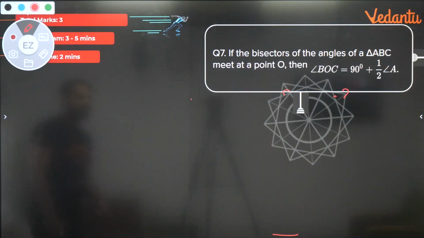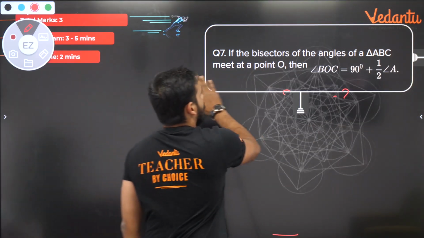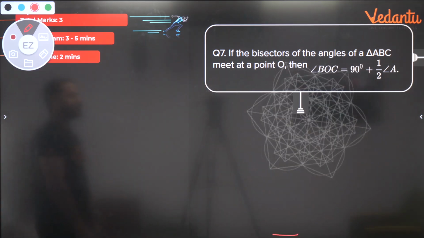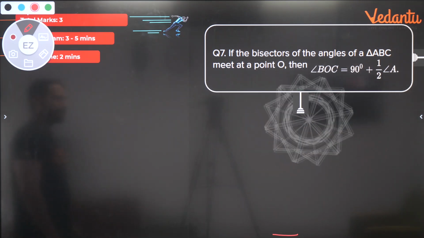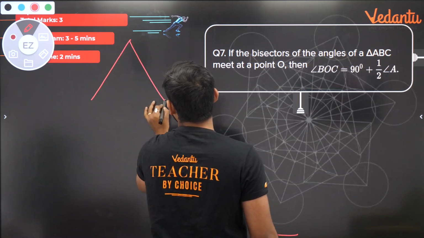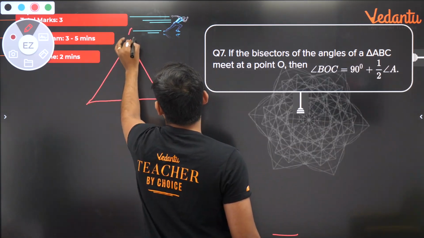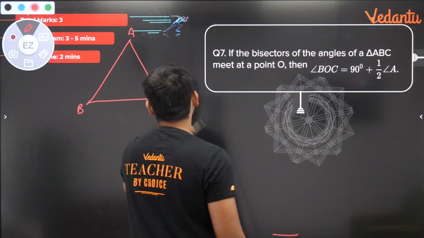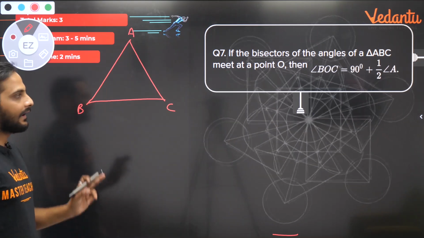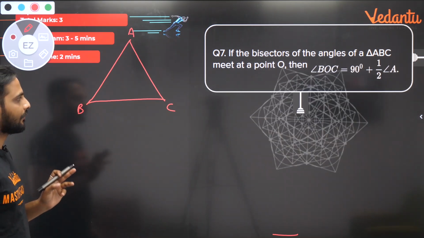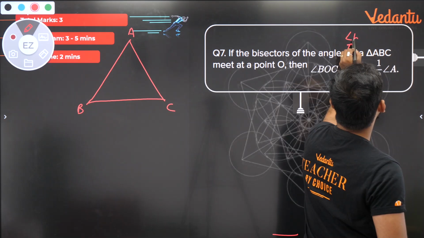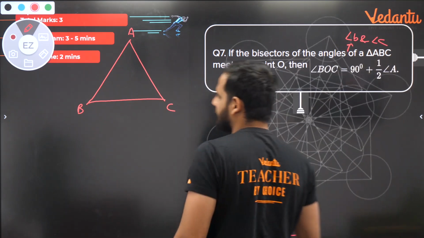So the next question we have is this: if the bisectors of the angles of a triangle meet at a point O, then angle BOC is equal to 90 plus half of A. Okay, chalo. So let's draw a triangle ABC. A, B, C. Correct? Now they are saying that the bisectors of angles B and C of triangle ABC meet at a point O.